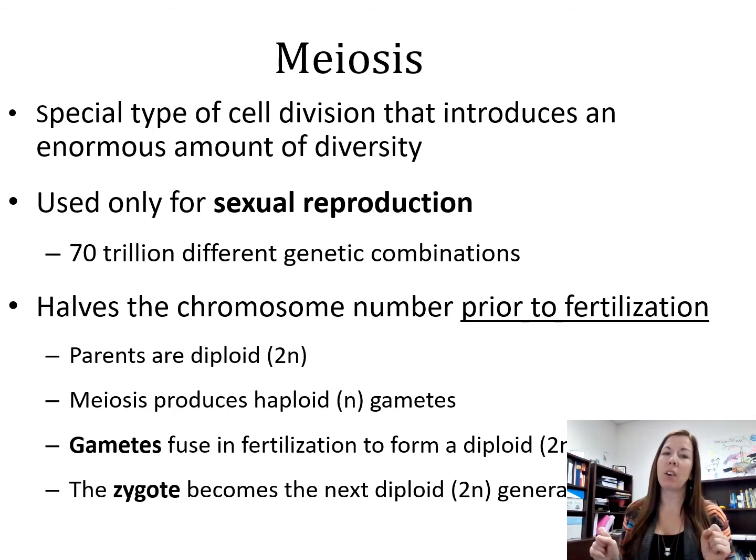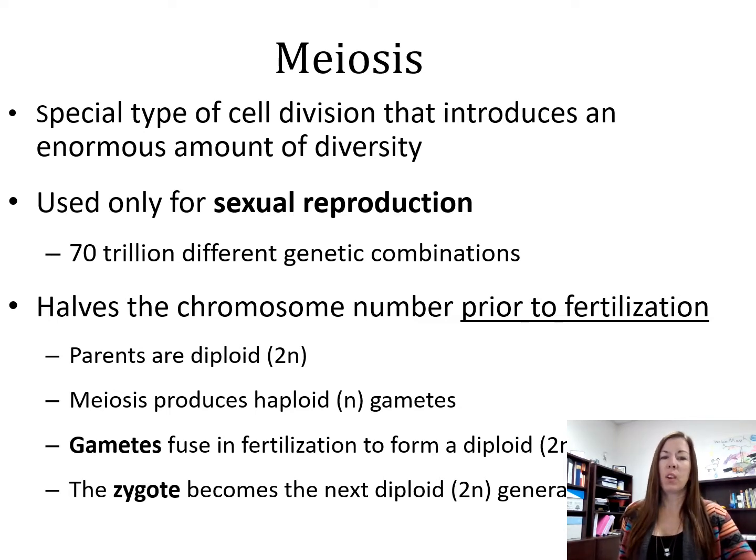Meiosis is a little unique, though, in that it's a special type of cell division that is used only for sexual reproduction. Because it's such a process that allows for a huge amount of diversity, with sexual reproduction alone you could have up to 70 trillion different genetic combinations by combining gametes. And so the whole process of meiosis is that it basically halves the chromosome number prior to fertilization.